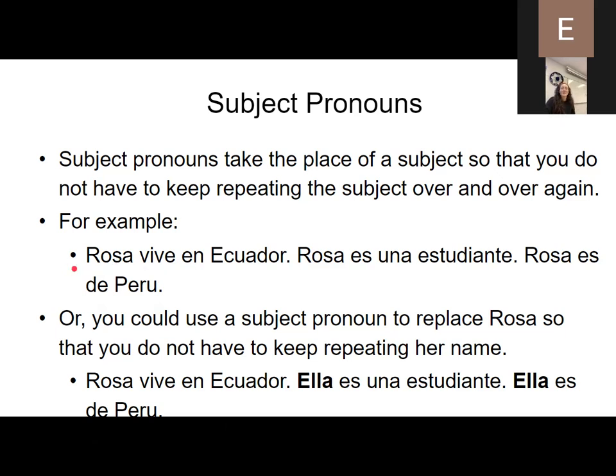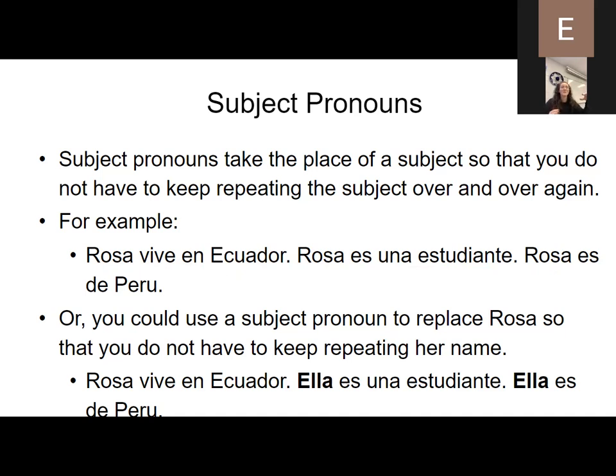We have an example sentence. We have Rosa vive en Ecuador. Rosa es una estudiante. Rosa es de Perú. So each of these three sentences has the same subject, Rosa. If we continue saying Rosa, Rosa, Rosa, it begins to sound a little bit repetitive.